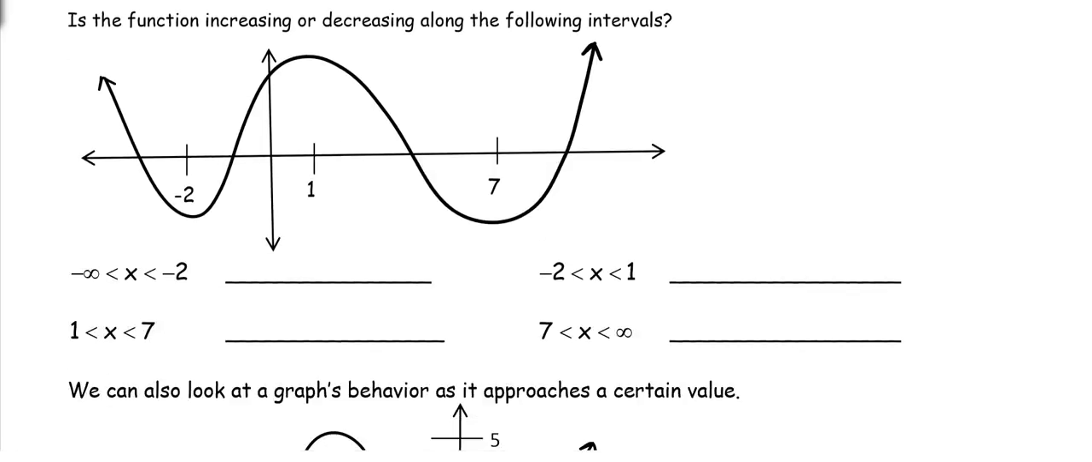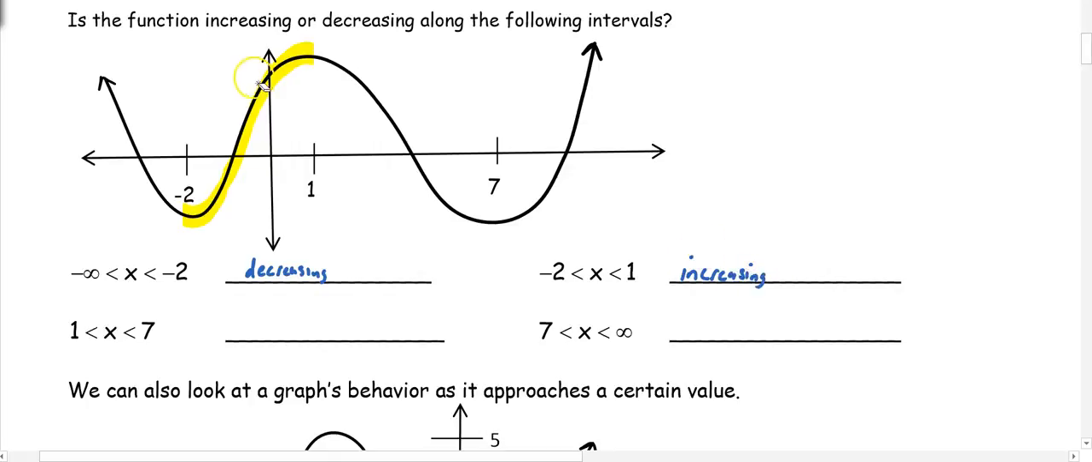So we're going to look at, is the function increasing or decreasing along the following intervals? So the first interval is from negative infinity to negative 2. So remember, negative infinity is the left arrow. So we're going to go until we line up with negative 2 on the x-axis. And as we traced, we were going down, so this would be a decreasing interval. Then we're going to look at the interval from negative 2 to 1. So lined up with negative 2 on the x-axis, follow the graph until we line up with 1 on the x-axis, and notice that this time we went up, which means we are increasing.